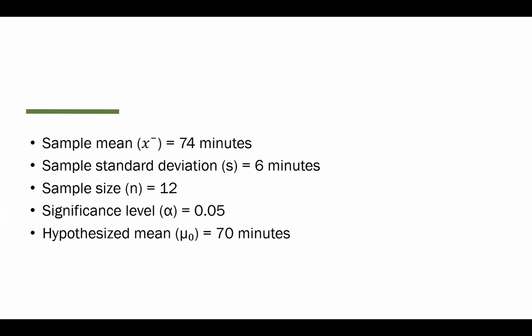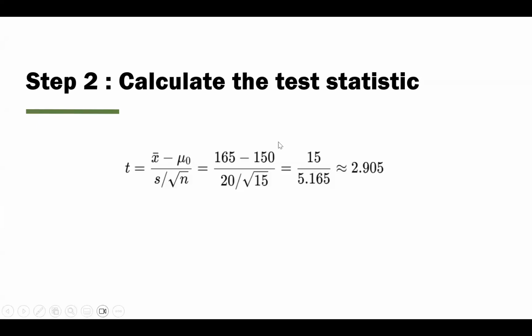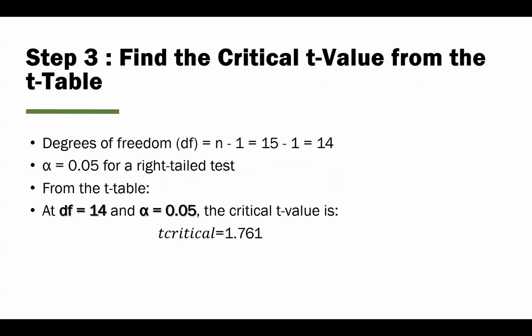So again, these are the values which we are going to put. This is the X bar, which is 165, minus mu, the population value of 150, divided by the standard deviation of 20 over the square root of the sample size of 15. This value, we calculate it to be 2.905. Again, we will have to find the critical value from our table. So again, we will calculate the degrees of freedom. For this one sample it will be n minus 1. Our sample size is 15, so 15 minus 1 is 14. So our degrees of freedom is 14.